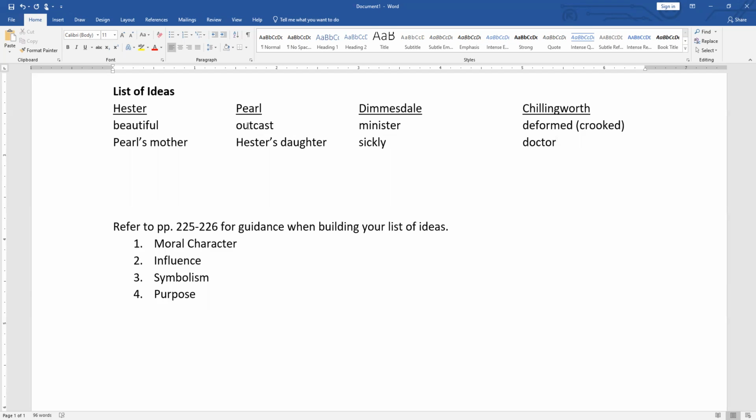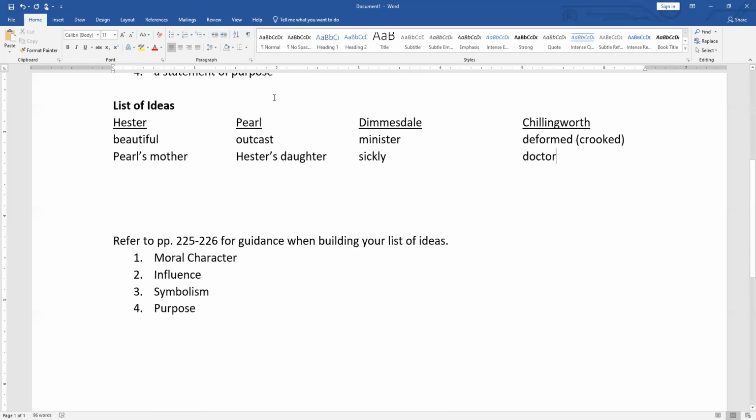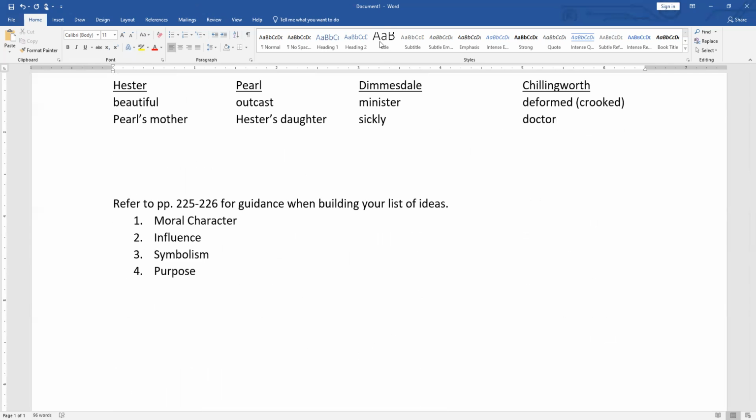So look for a list of ideas. You should have more than 4, but you want to pull 4 that you feel like you have the most support for to put into your outline. Okay, so let's go back to my screen, writing an outline.